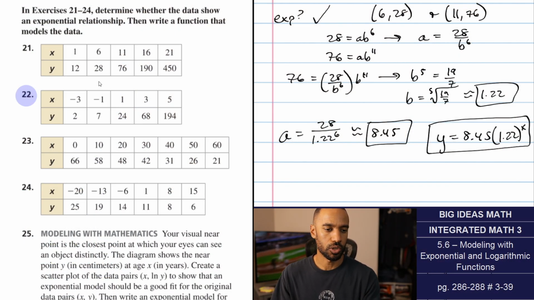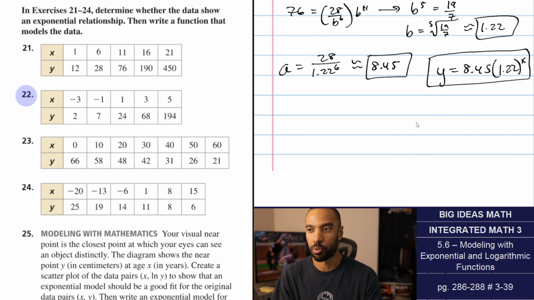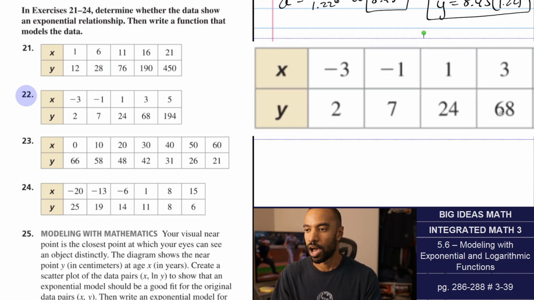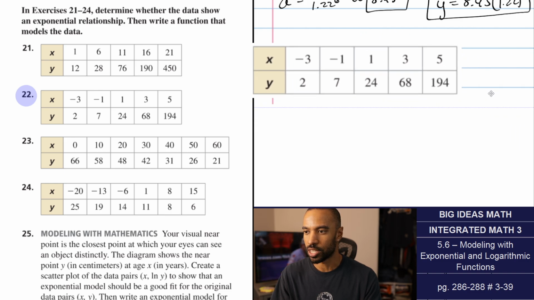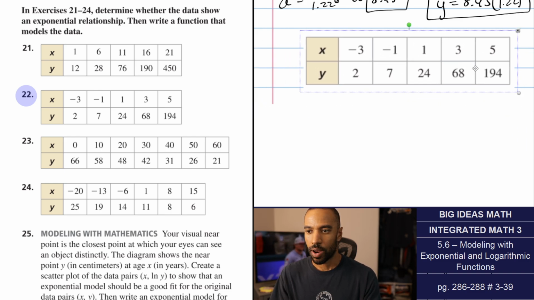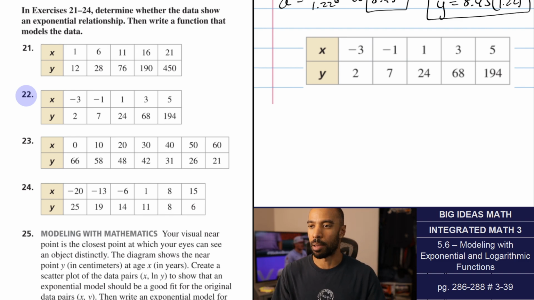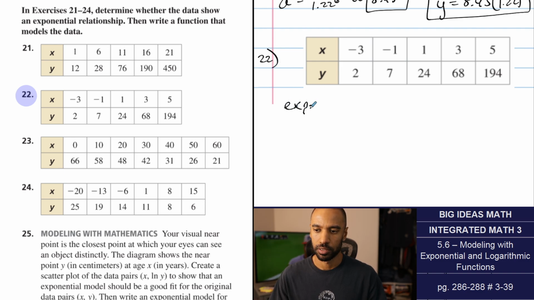So number 22. And again, maybe we could look at the graph. Maybe we could plot the points and say, what does it look like on a graph? I'm not really in my scale ways right now for every single problem. So I'm just going to do some tests like that and kind of see how it looks. So number 22, I'd say it's also exponential.